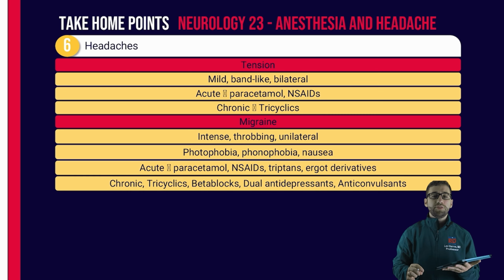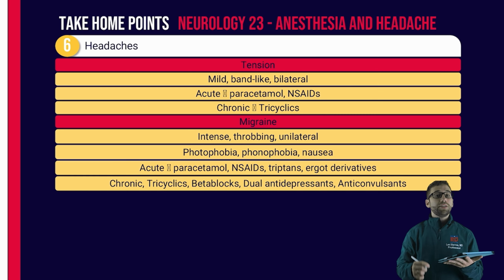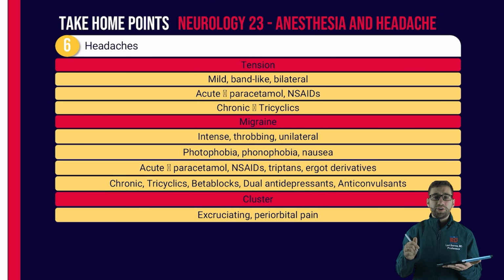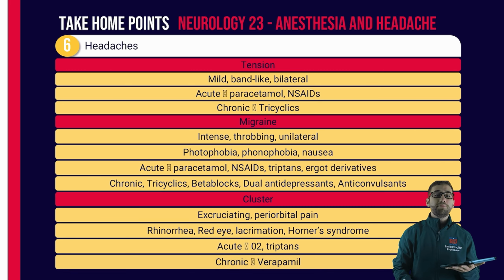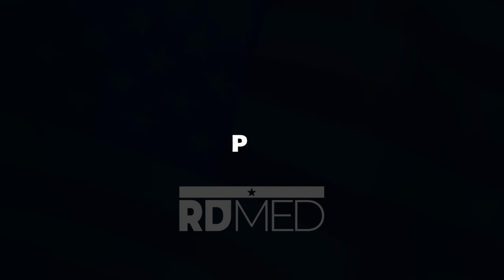Chronic management involves tricyclics, beta blockers, dual antidepressants, and anticonvulsants. The last one, cluster headaches, are excruciating and periorbital, often associated with rhinorrhea, red eyes, lacrimation, and Horner syndrome. Acute treatment includes oxygen and triptans, while chronic treatment may involve verapamil.